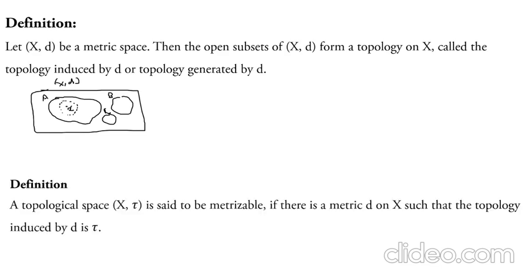Metrizable space definition: a topological space (X, tau) is said to be metrizable if there is a metric d on X such that the topology tau is induced by d. That is, a space (X, tau) is said to be metrizable if that topology is induced by a metric, or that tau consists of all those sets which are open with respect to d. Then we say that the space is a metrizable space.